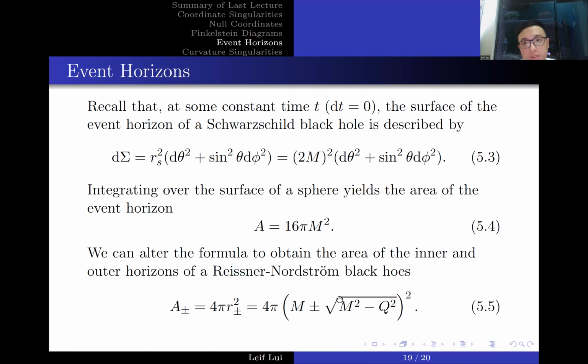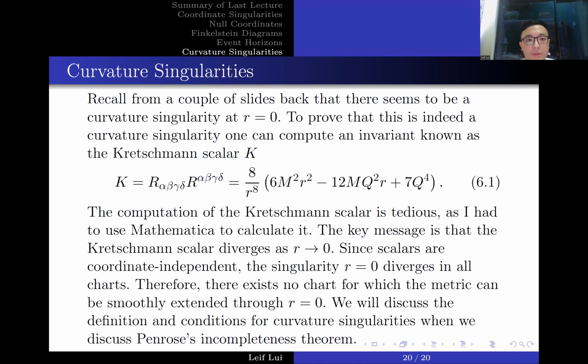What's interesting is if we get extremal black holes, we get something even more interesting. If m is equal to q, the square root is essentially 0, and we get 4 pi m squared. So we get a reduced area for extremal black holes, which we will discuss in 2 or 3 lectures' time.